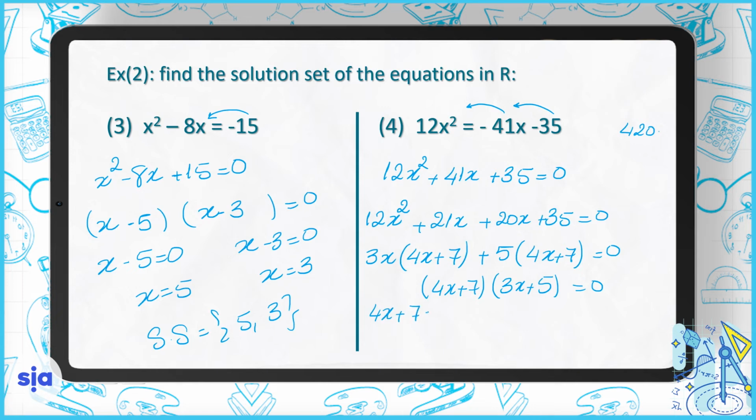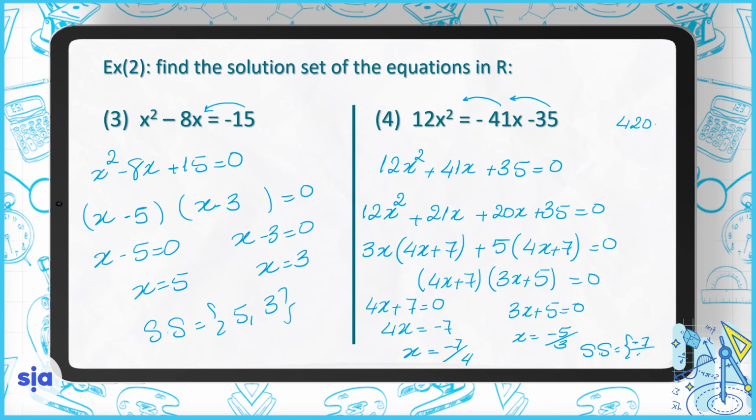Now we're going to solve each and every bracket separately, make it equal 0. So 4x equals negative 7, so x equals negative 7 over 4, while the other one, 3x plus 5 is equal to 0, so x is equal to negative 5 over 3. So the solution set for this equation is negative 7 over 4 and negative 5 over 3.